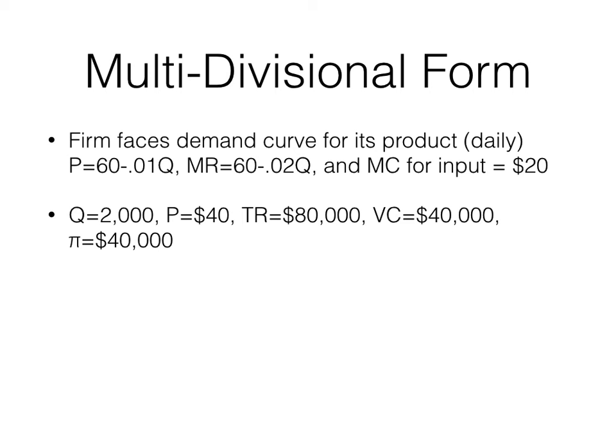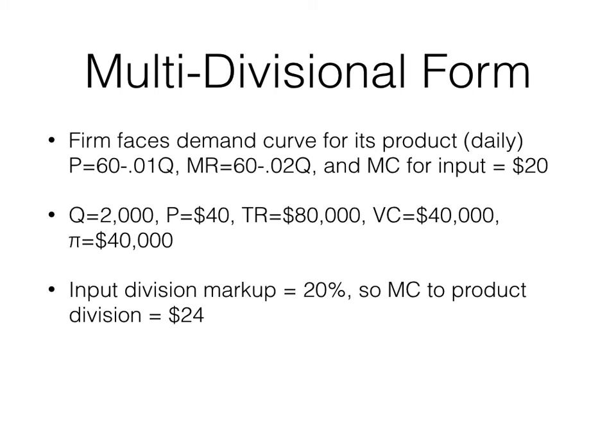Now, what if instead the input division is run as a profit center? Let's assume that there is no external market for this intermediate good, and it's been instructed to do a markup of 20% on the intermediate product that it's going to sell to the production division to be sold to retail outlets. So now the marginal cost to the product division is going to be $24, because it's marked up 20%. So 20 times 1.2 is $24.